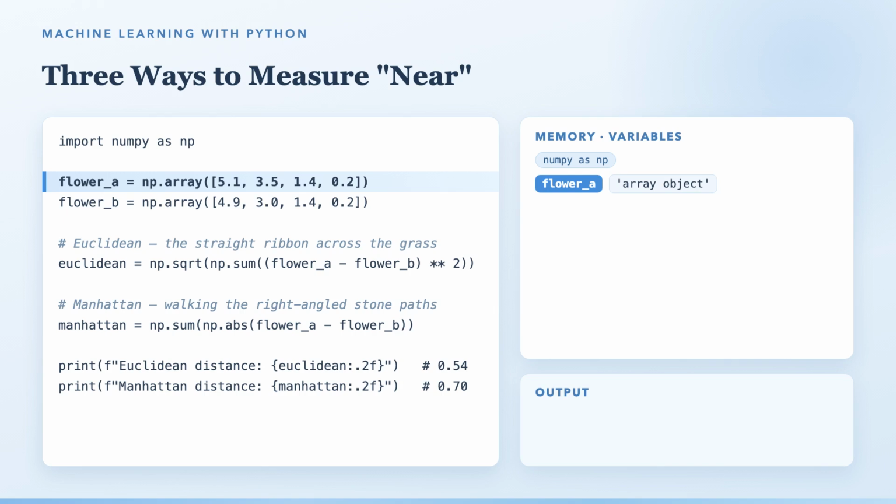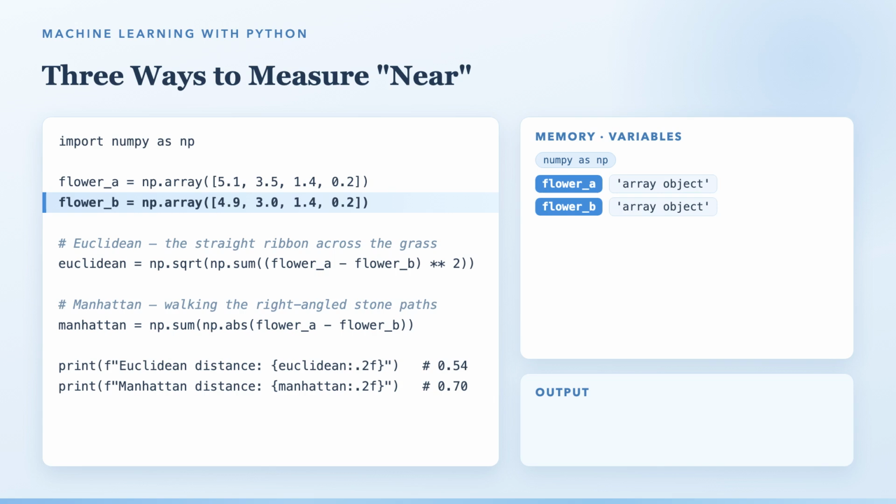The second way, imagine you can't cut across the meadow. You must walk the stone paths, turning only at right angles. 0.2 this way, 0.5 that way. Total, 0.7. This is Manhattan distance, named for a city of square blocks. Notice the walk is always at least as long as the ribbon. It can never be shorter.